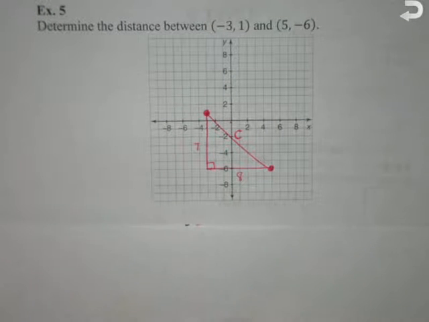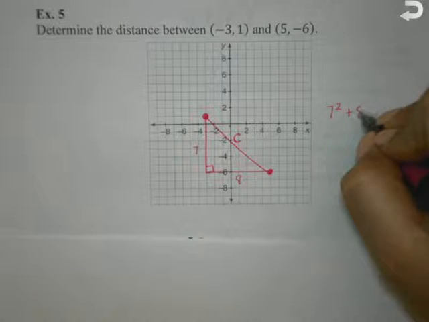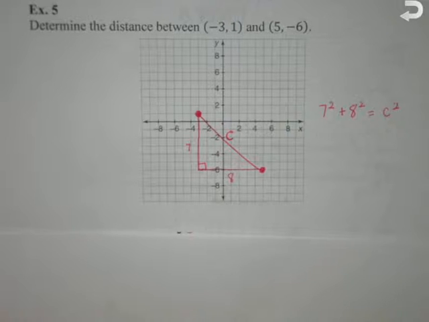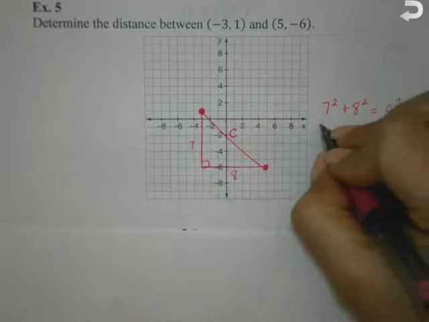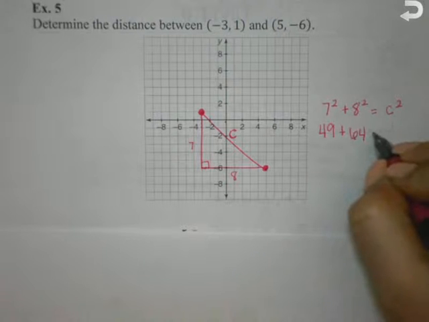Okay, guys, so use Pythagorean theorem on this. That's going to be 7 squared plus 8 squared equals c squared. Solve this with your groups. Round to the nearest tenth if you get a decimal. All right, so we get 7 squared is 49 plus 64 equals c squared.